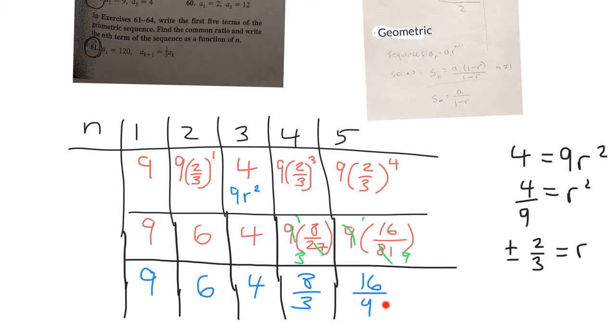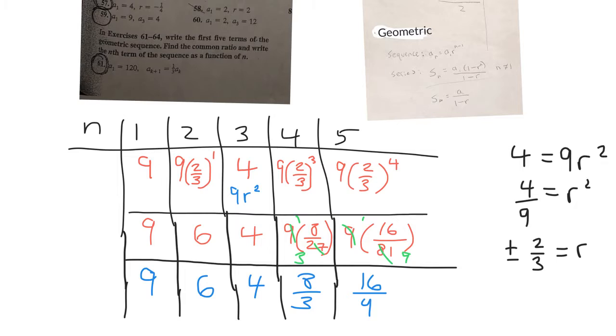Okay, that is it. So this blue row is the first 5 terms of this geometric sequence right here. Now, I'd like to say that we can also, on the next row, take into account the possibility that 2/3 is negative. So let's go ahead and do that.